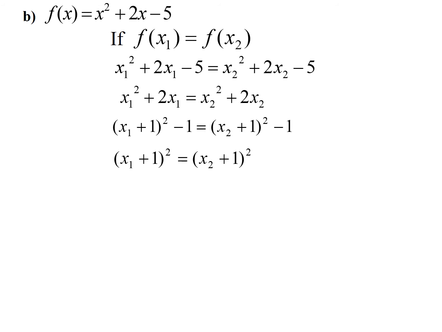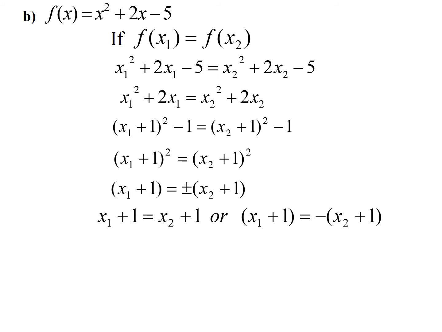And then to eliminate the square, we square root both sides, and we get x1 plus 1 equals plus or minus x2 plus 1. Since it's a square root, it will give plus or minus. Since we have plus or minus, we can split into two values of x. The first one, x1 plus 1 equals x2 plus 1. Or the second one, x1 plus 1 equals negative x2 plus 1.